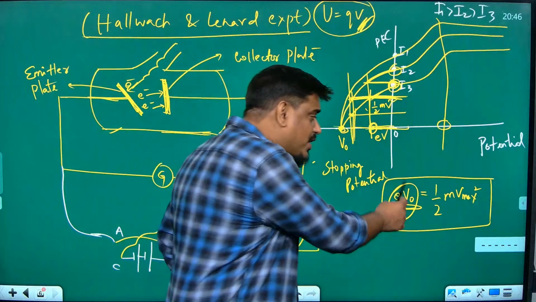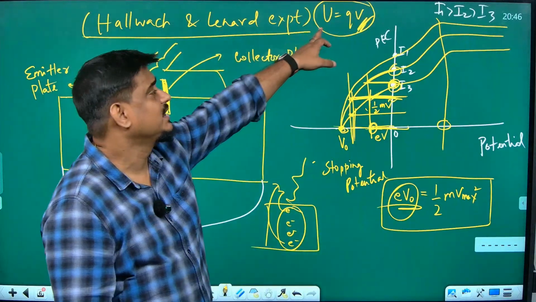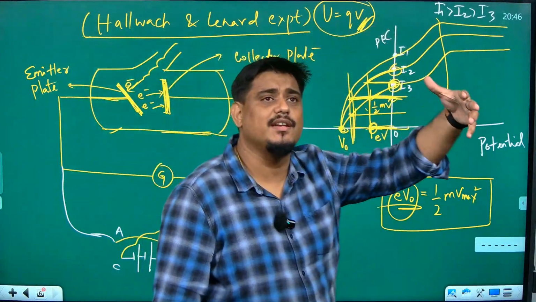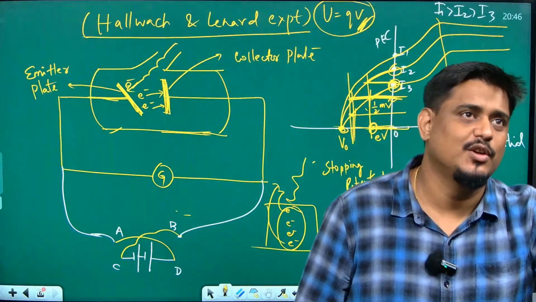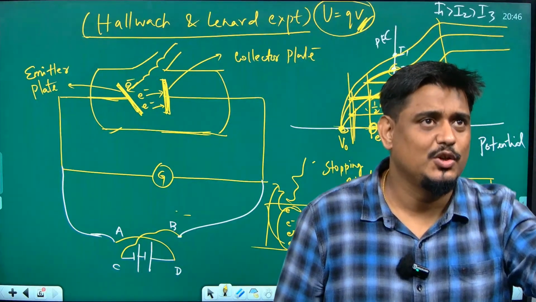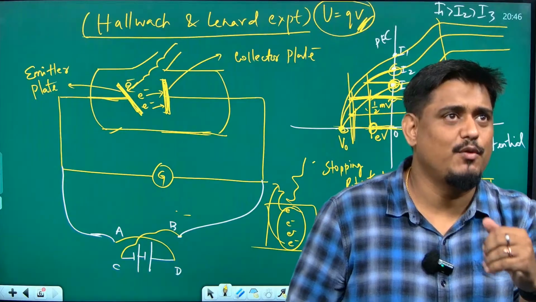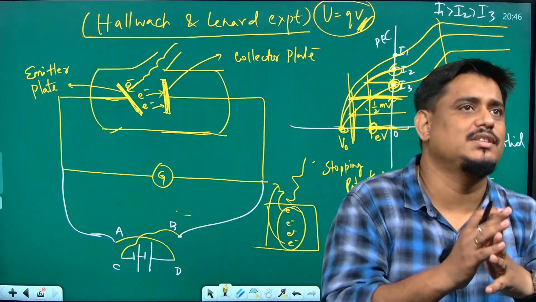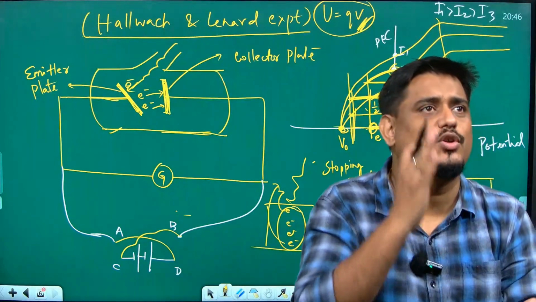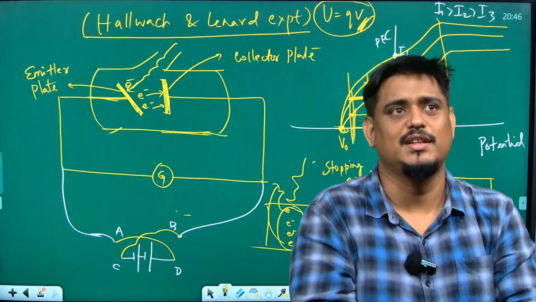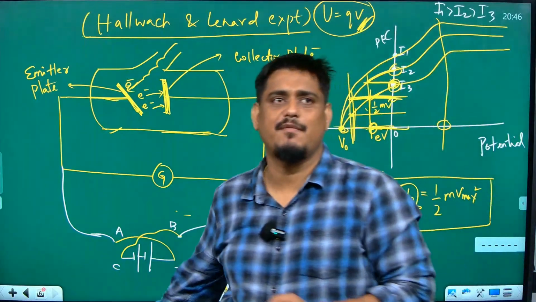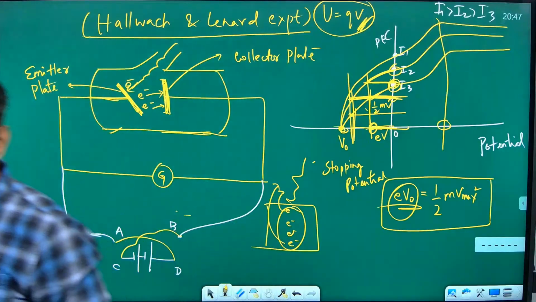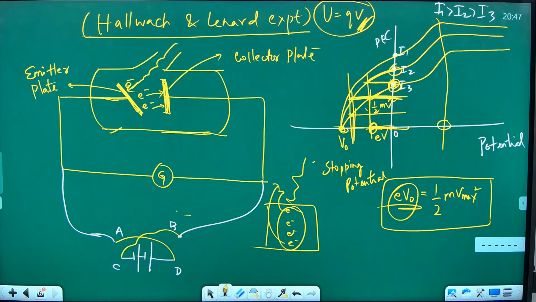And what is eV naught? eV naught is potential energy. How is it being given? By the use of a battery. So the energy that you are giving to stop the electrons, if you want to stop all the electrons, it must be equal to what? The maximum kinetic energy, half m v max square. Is it clear, Andrew? Yes, sir. Yes, if it is clear.